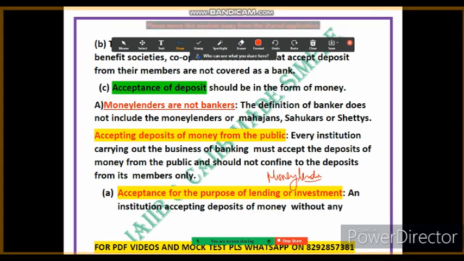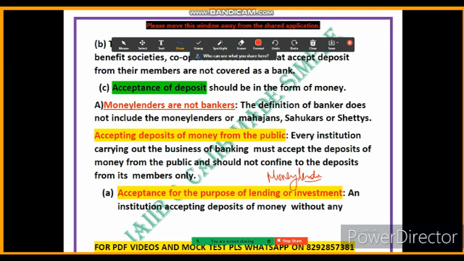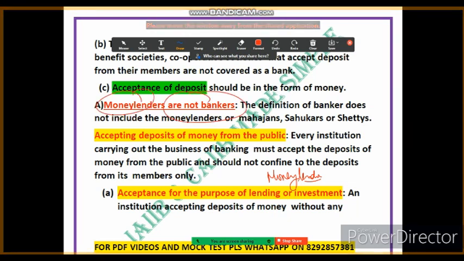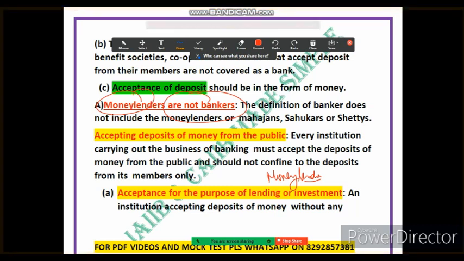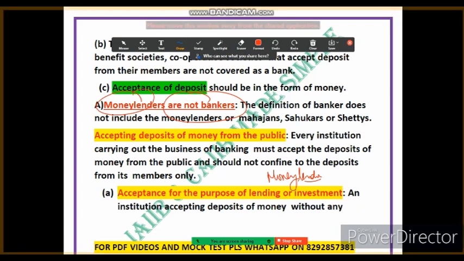To be called a bank, an institution must accept deposit in the form of money. Money lenders or individual lenders who provide loans but do not accept deposit from the public are not called bankers. So suppose an example I am giving. Here it is written, money lenders are not bankers. Why are they not bankers? Because to be called a bank, an institution must accept deposit in the form of money. So for example, a person who lends money to others but does not have a system for accepting deposit from the people would not be called a banker.